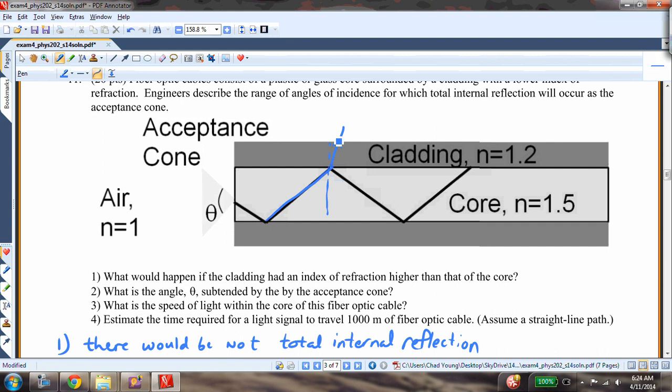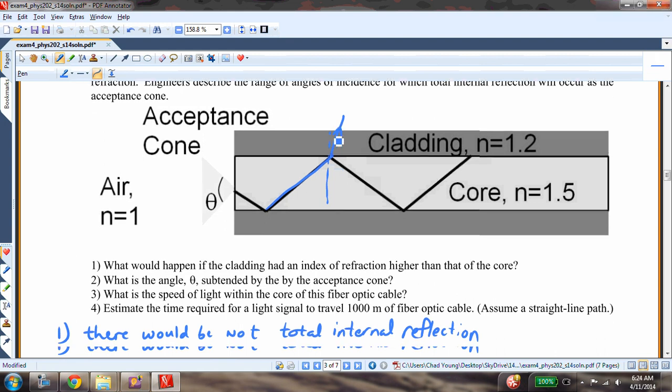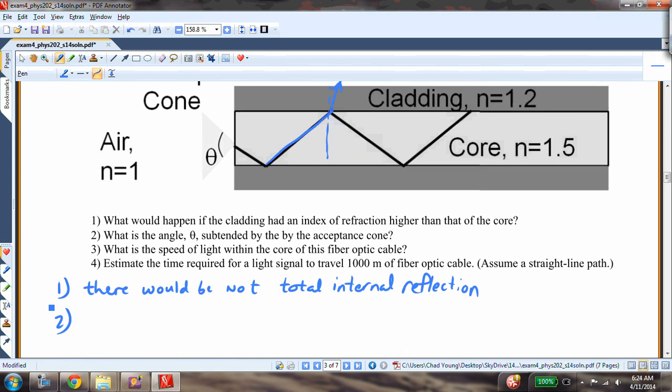All right, what is the angle subtended by the acceptance cone? We had a homework problem very similar to this, a practice test problem very similar to this. Here, I have a light ray. It comes in like this, and then it bends. I want to find this angle. I'll call it phi. And then the acceptance cone will be twice that angle.